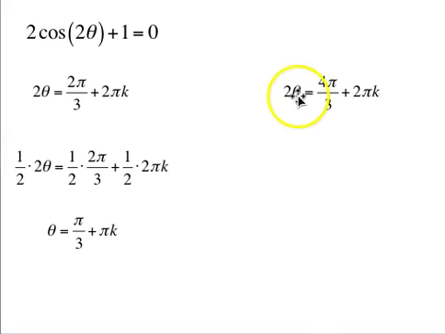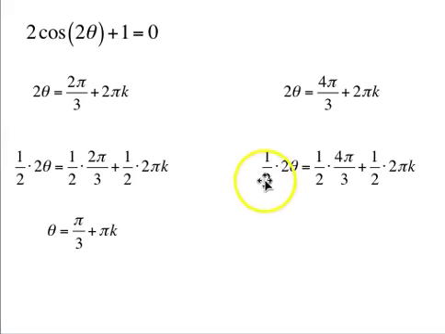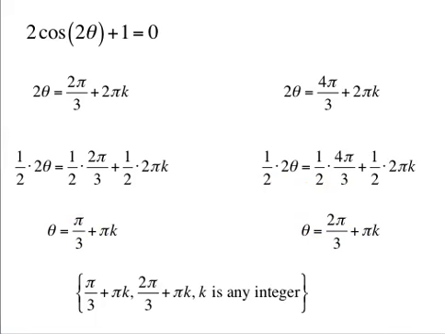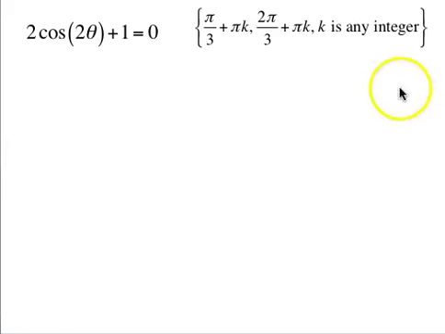Similarly over here, multiply by a half, multiply by a half, multiply by a half. A half of 2 theta is theta. A half of 4 pi over 3 is 2 pi over 3. And a half of 2 pi k is just pi k. So that's our general solution, this and this, for any integer k. Now if I want to get the values between 0 and 2 pi, let's plug in values for k and see what we get.